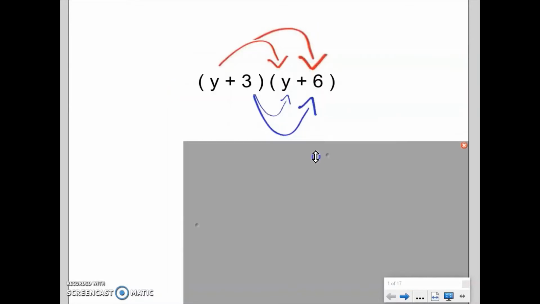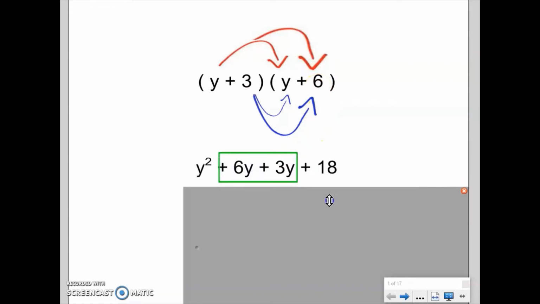If I was to give you this question and I asked you to expand the double brackets, we'd go ahead and do 4 multiplications. We would do y times y, so we'd multiply the first two terms. That would give us y squared. Then we'd follow the big red arrow. Y times 6 would give me 6y. And then we'd also multiply everything in this bracket by the 3. So 3 times y would be 3y. And finally, the big blue arrow, 3 times 6 would be 18.